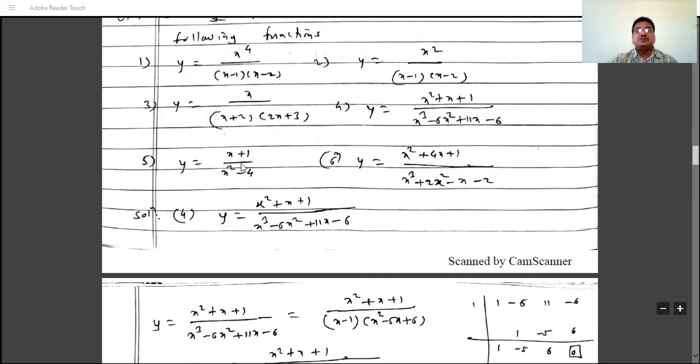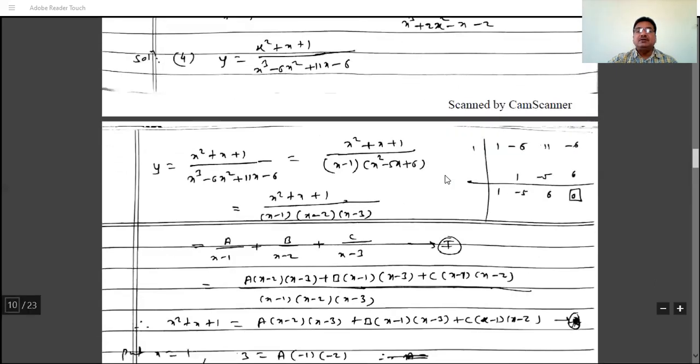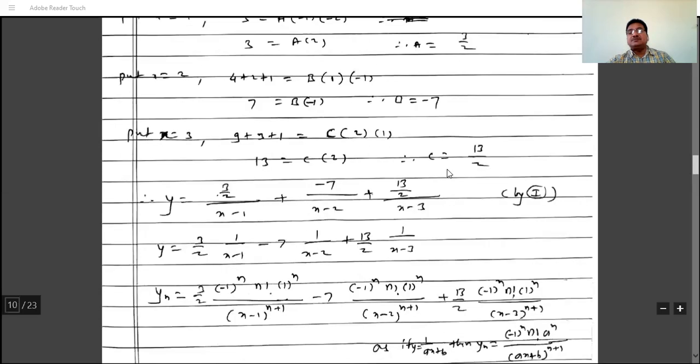Then x plus 1 divided by x square minus 4. Factorize x square minus 4 as (x minus 2)(x plus 2), and then write the partial fractions as a divided by x minus 2 plus b by x plus 2. Solve this sixth problem: factorize the denominator, obtain the partial fractions, and apply the rule for 1 by ax plus b.